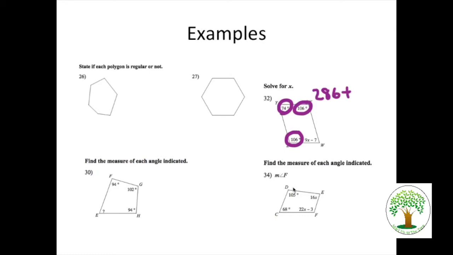286 plus what? 9x minus 7 equals 360. I'm going to run out of room here. I might have to write in a different color to fit it. 286 minus 7. I'll let you guys work on that one by yourself if you need to.